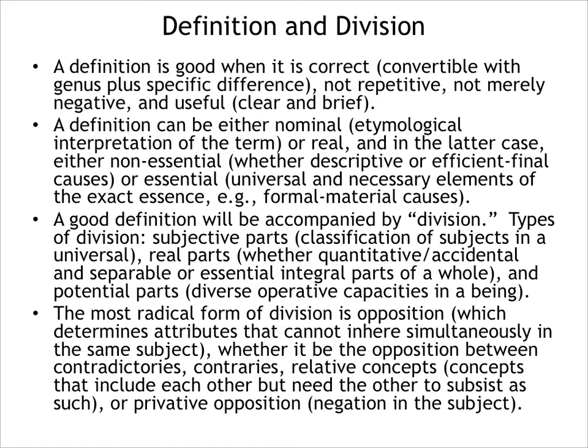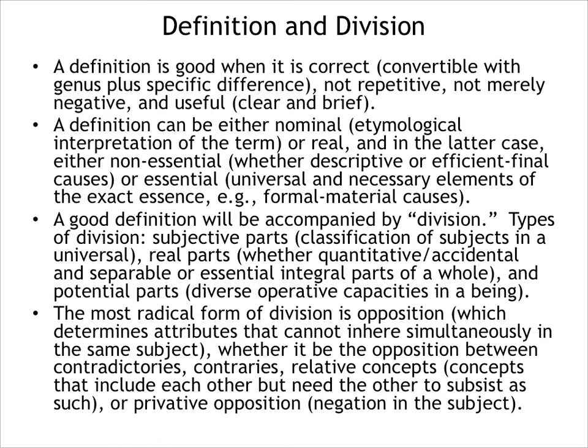Another way to go about defining things is to give a nominal definition. A nominal definition is an etymological definition, meaning you say the linguistic origin of the word for the concept you're talking about. Nominal comes from the Latin word nomen, which means name. So I just gave a nominal definition of the word nominal. Then you have real definition, which is trying to get at the essence of the thing. And so you can learn about the extrinsic causes, which would be efficient and final causes.